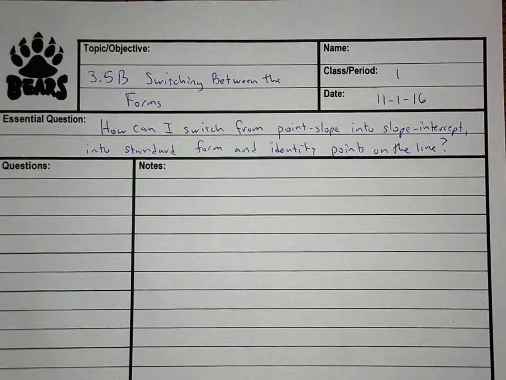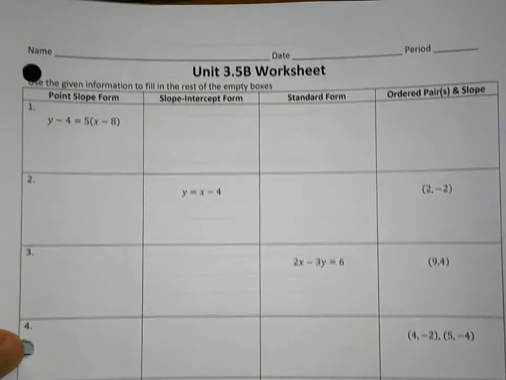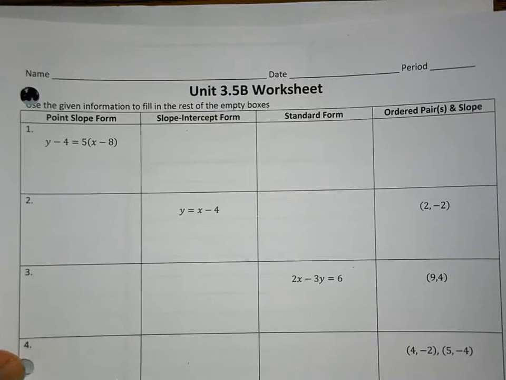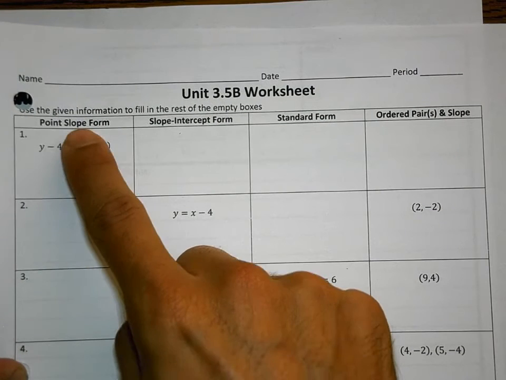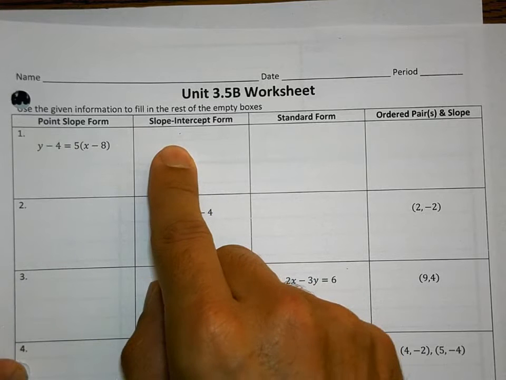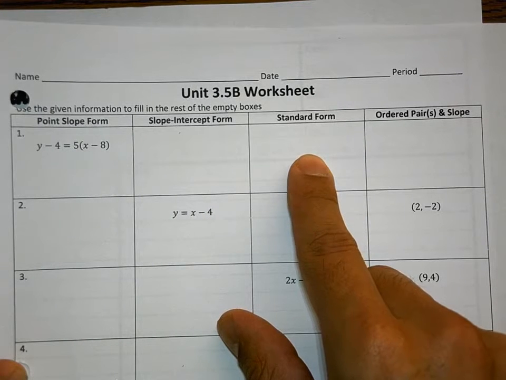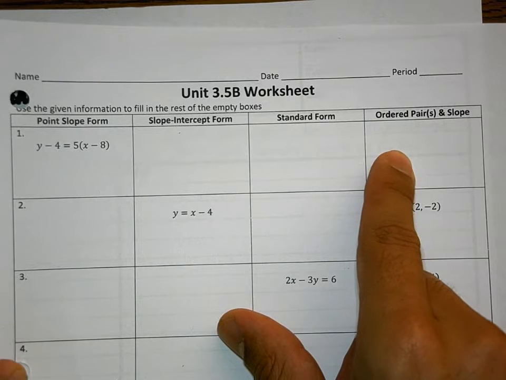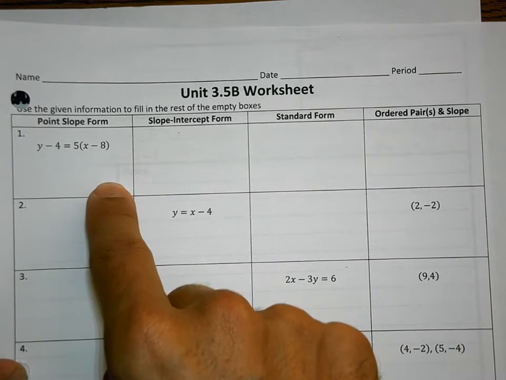So if I were to show you what your next worksheet looks like, it will look something like this. Okay? And here's the grid. This is what this is in point-slope form. What is it in slope-intercept form? What is it in standard form? What is the ordered pair and what is the slope for this particular equation?